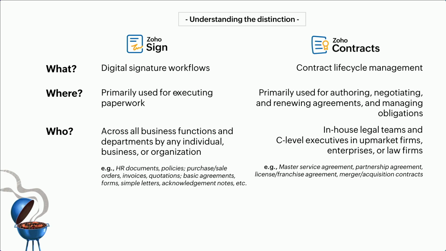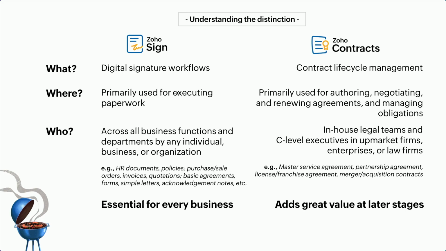Just to give you an example, if you want to sign HR documents, invoices, and so on, those are all documents that are set in stone. There's nothing to negotiate there, so you would just use Zoho Sign to get done with that. But if you have a service agreement, a partnership agreement, and so on, you would need Contracts to negotiate the terms of the document before you get it signed. So the way we see it is Zoho Sign is essential for every business because it helps you get documents signed, and Zoho Contracts adds great value as your business scales at later stages.